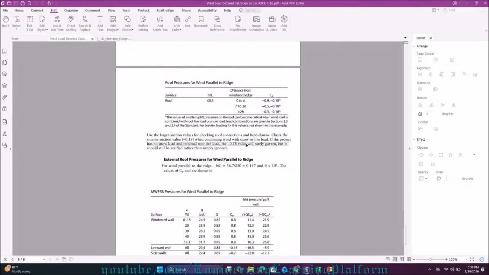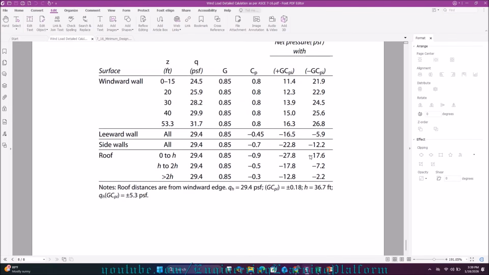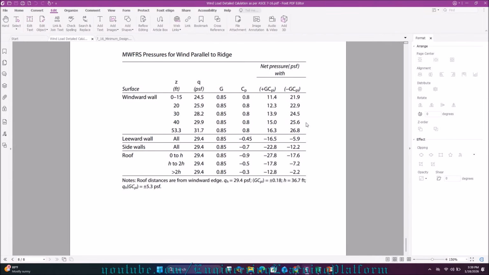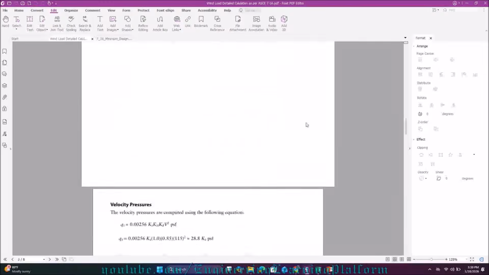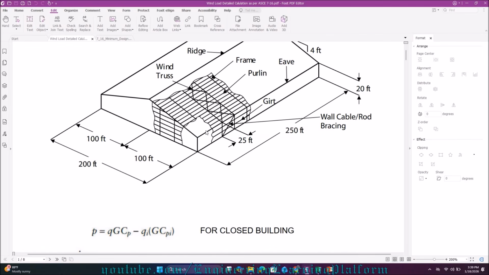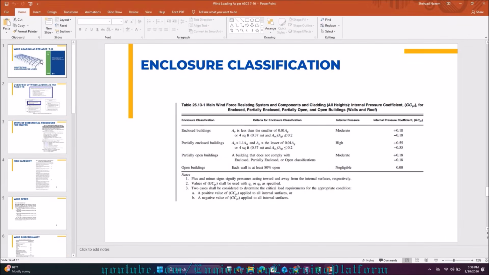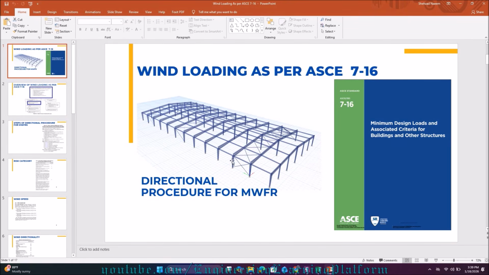So guys, that was all for today. I have explained how you get your pressure values. Now as far as applying is concerned, simply what you need to do is calculate the tributary width and apply it as a lateral load on these columns. So in this way you can apply wind loading for your portal frame as per ASCE 7-16.